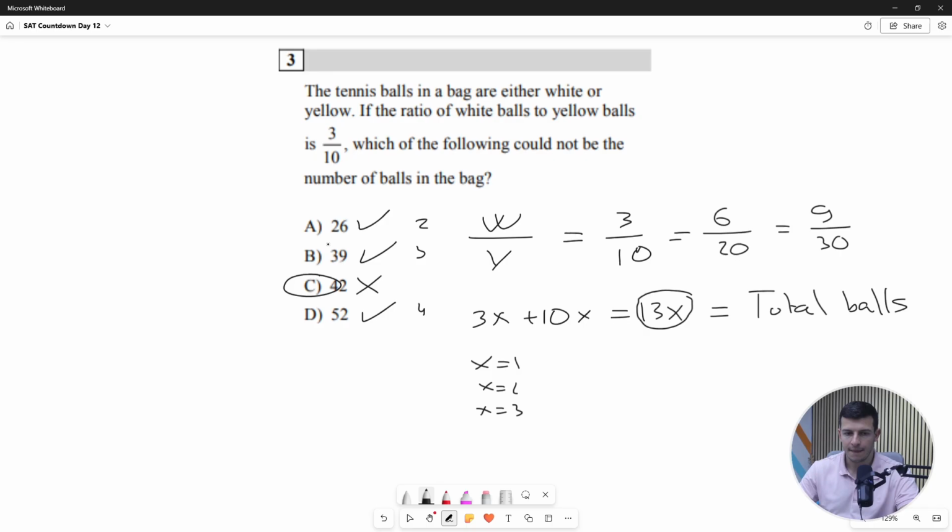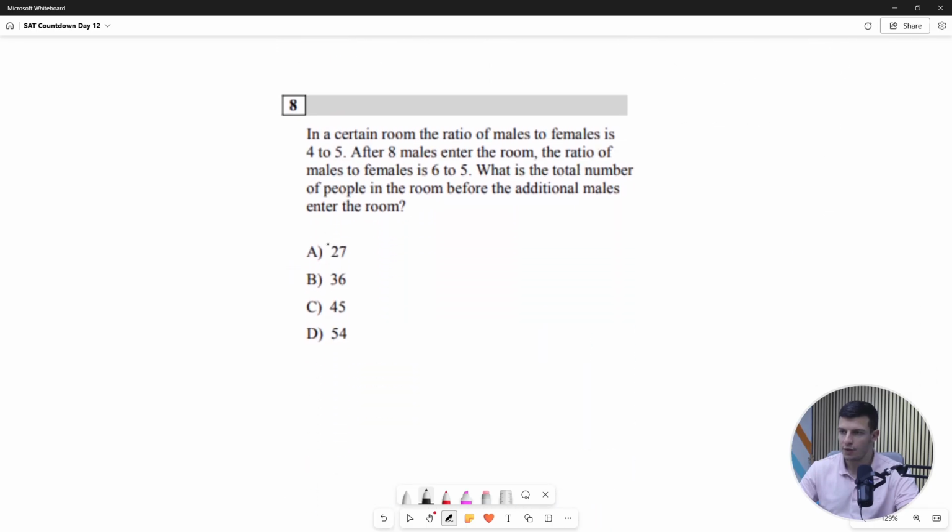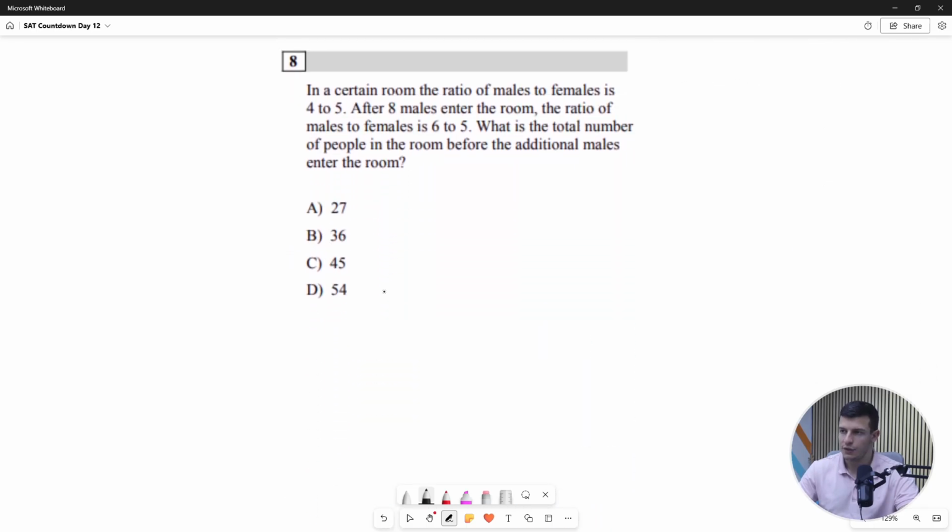Okay? Next one, that was a good question. In a certain room, the ratio of males to females is 4:5. Let's write that down actually. So male to female is 4:5. Again, the key here is writing the equation correctly. After 8 males enter the room, the ratio of males to females is 6:5.